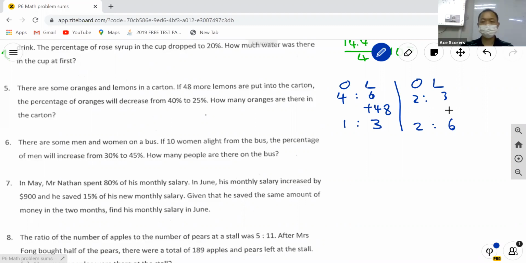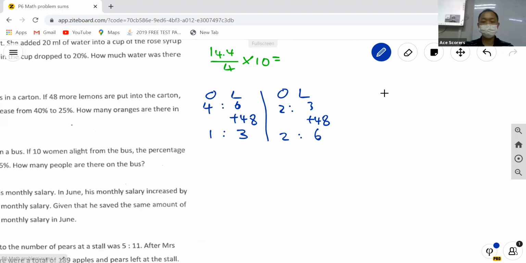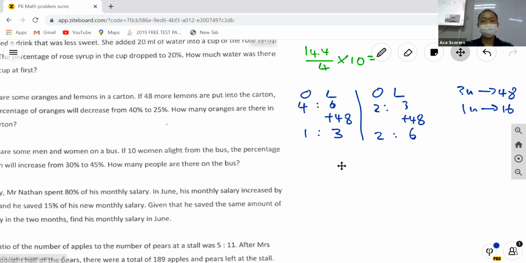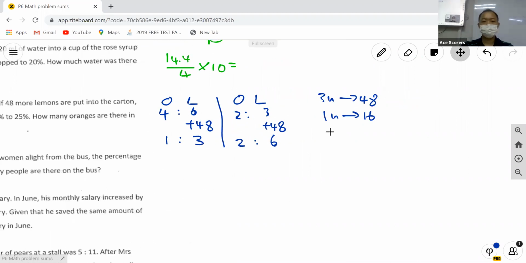So this is plus 48. Okay, so from here, I can tell that 3 units is 48. So 3 units represents 48, and 1 unit is 16. Okay, 3 units 48, 1 unit 16. So how many oranges are there in the carton? There are 2 units. So 2 units will be 32. Okay, that's it.